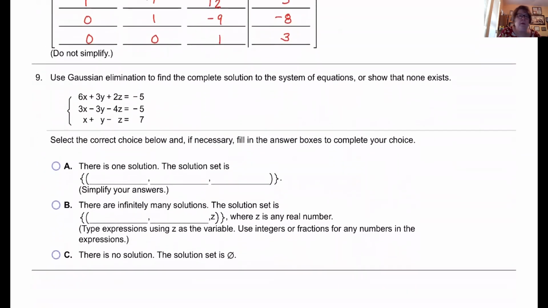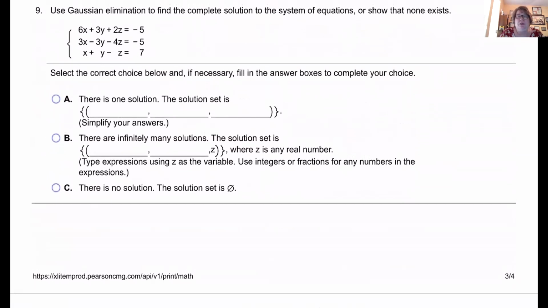Problem 9. Use Gaussian elimination to find the complete solution to the system of equations or show that none exists. Actually, I'm going to use Gauss-Jordan elimination to solve this. Because my calculator can do Gauss-Jordan, reduced row echelon form, just as easily as it can do Gaussian elimination, row echelon form, why not use Gauss-Jordan? Because if I use Gauss-Jordan, the fourth column in my new augmented matrix will be my solution set. So the first step is to write the augmented matrix down so that you can input it into your calculator. So I'm going to write that down here.